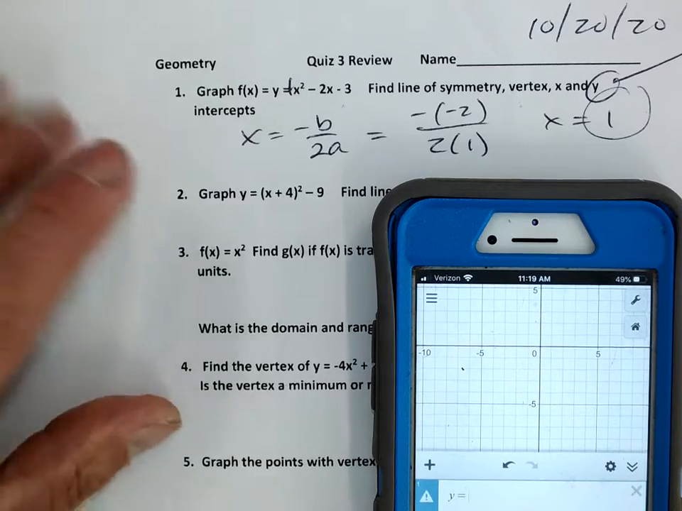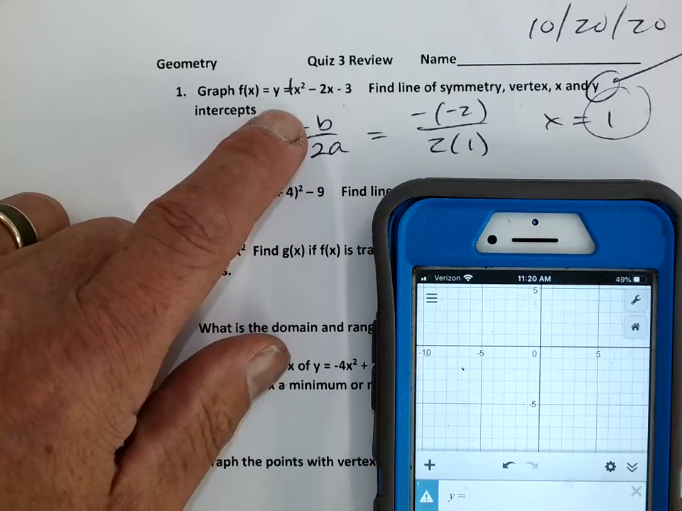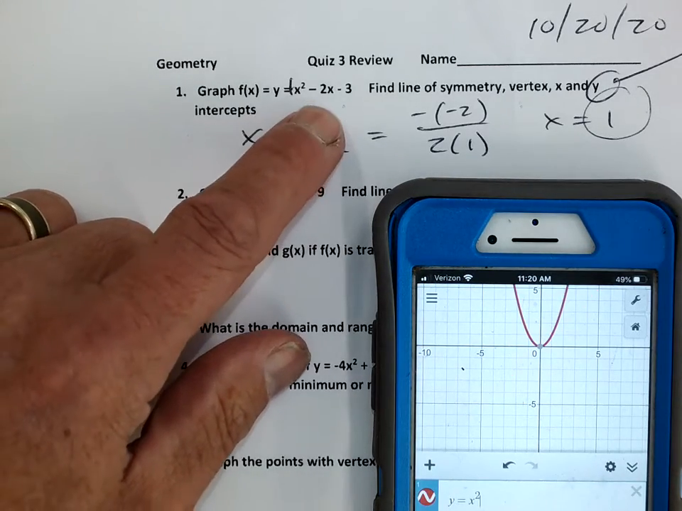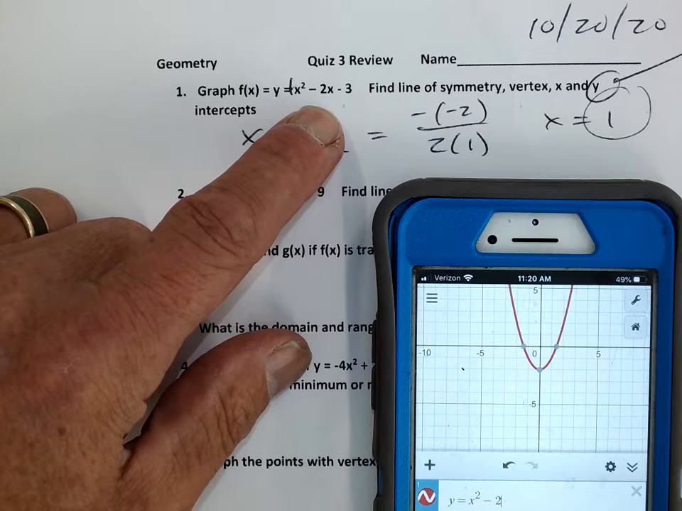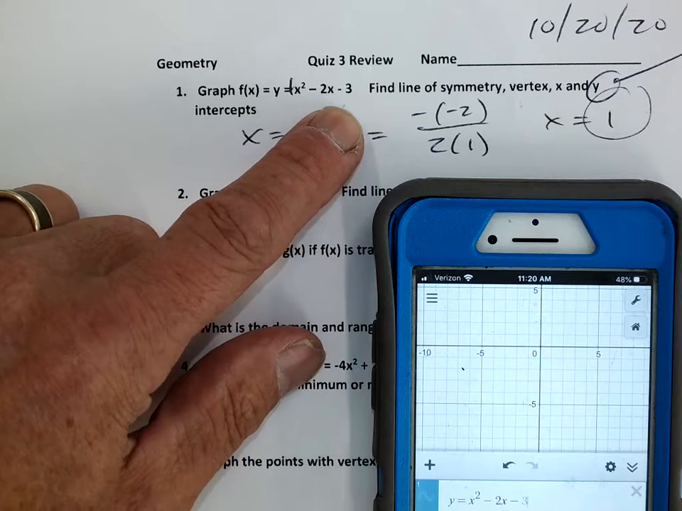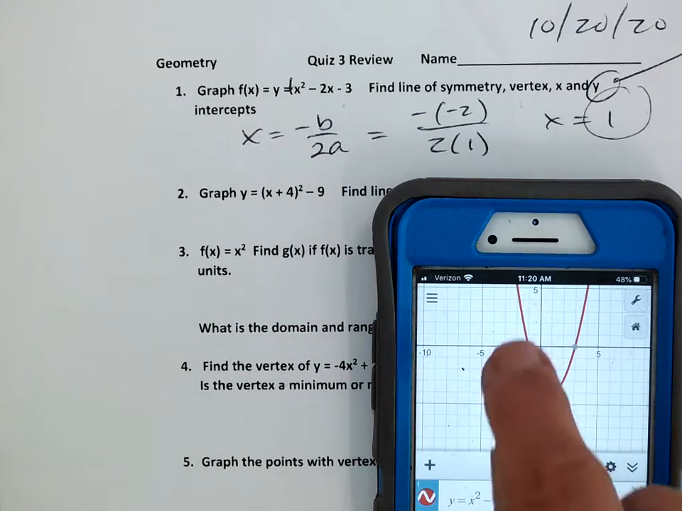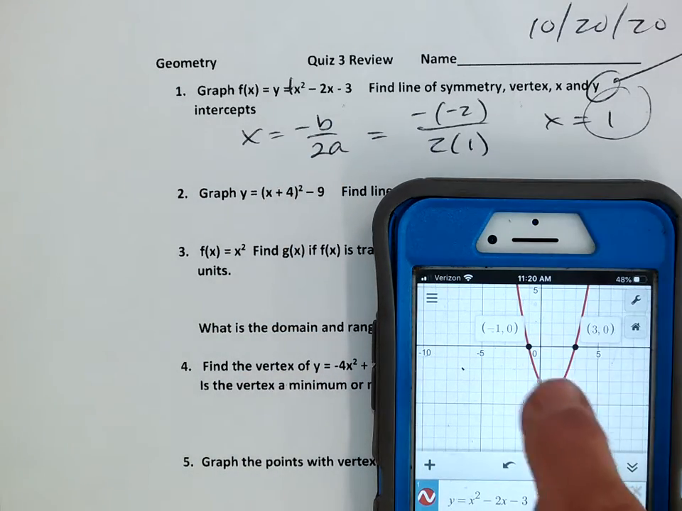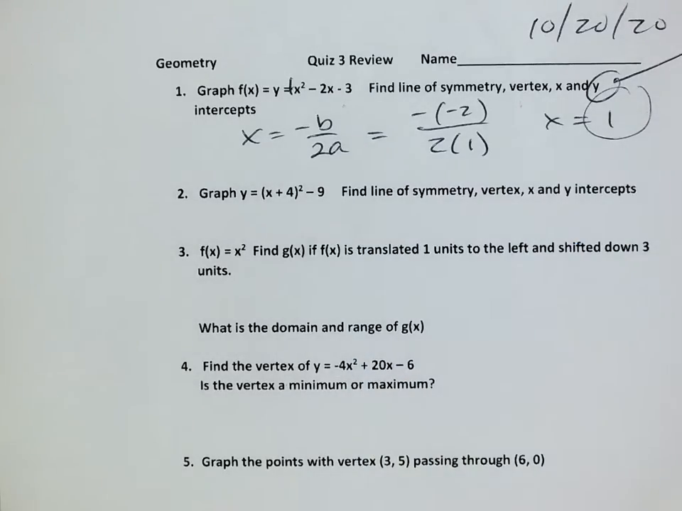You can get x squared subtract 2x and then subtract 3, and there's your parabola. X-intercepts, boom, boom. Vertex, boom, you got it, okay? Piece of cake for you, okay?